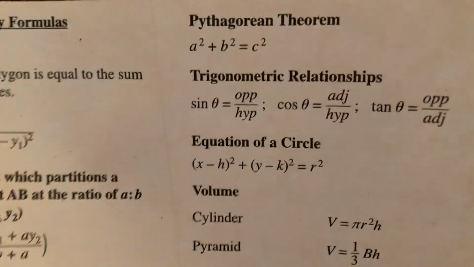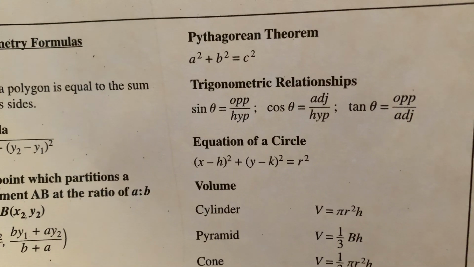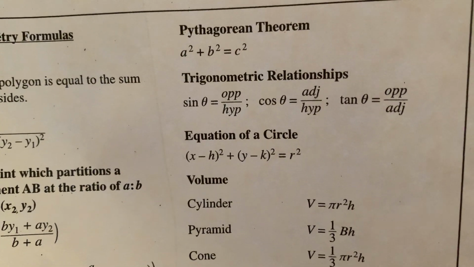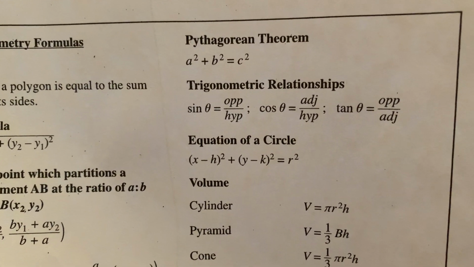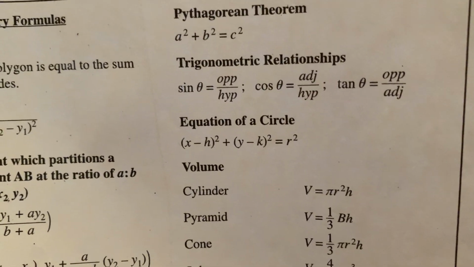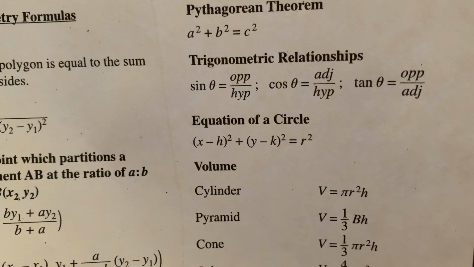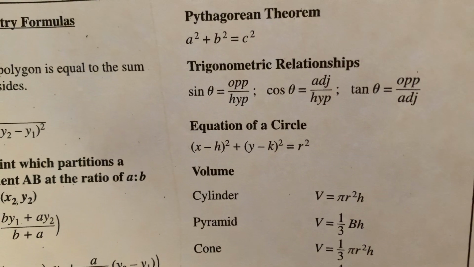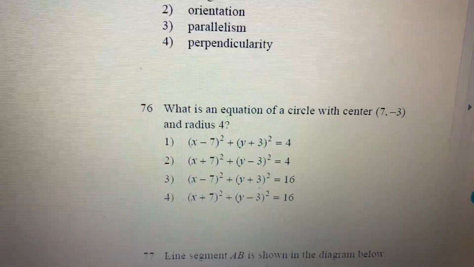So if we look at equation of a circle, there it is, x minus h squared plus y minus k squared equals r squared. So again, the h is the x coordinate of the center, and we have to have the opposite sign from whatever the regular coordinate is. K is the y coordinate of the center, we need the opposite sign. And on the right hand side, the r squared, we got to take the radius and square it. So I got 7, negative 3, and 4.